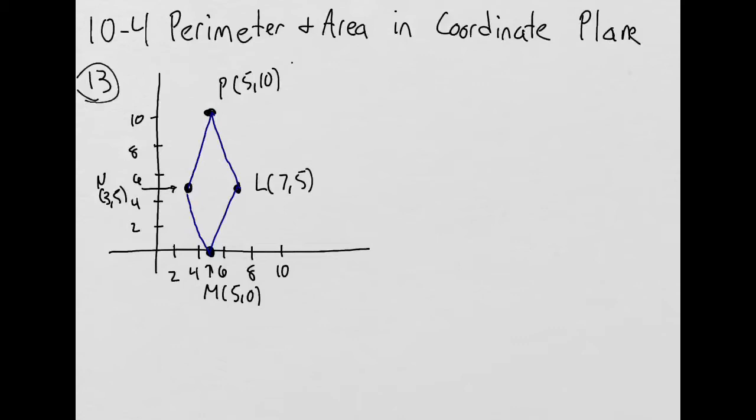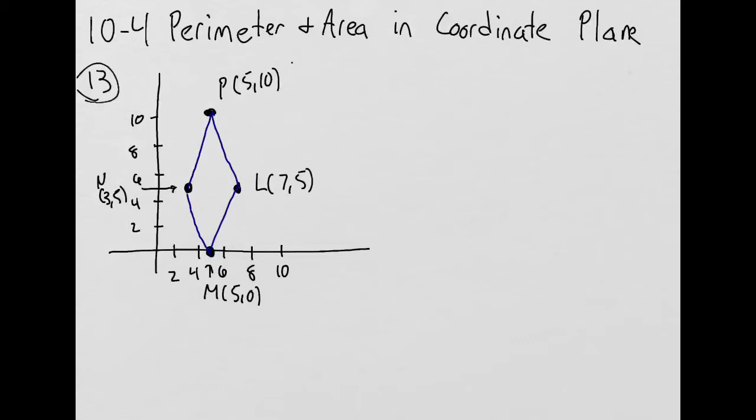So in number 13, we've got 4 points, and we want to draw and classify the polygon with the given vertices, and find the perimeter and area of the polygon. Okay, so I already drew it. You should always draw these. It'd be almost impossible to do if you did not do that.